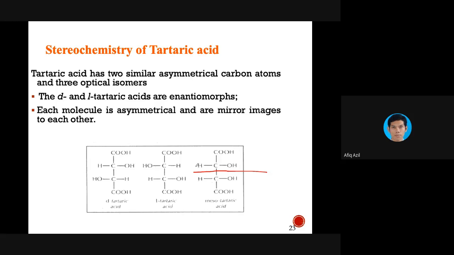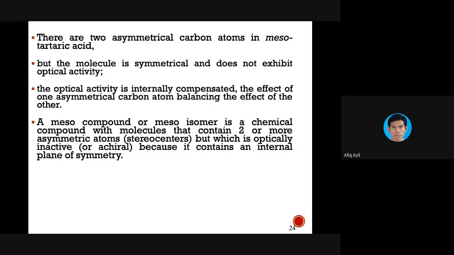You have carbon, carbon, hydrogen, hydrogen, OH, OH, COOH, COOH. So this internal symmetry causes the structure to be optically inactive. The optical activity is internally compensated. That means it cancels out the top part of the structure, cancels out the optical activity of the second chiral center, and the effect of one asymmetrical carbon atom balances the effect of the other.